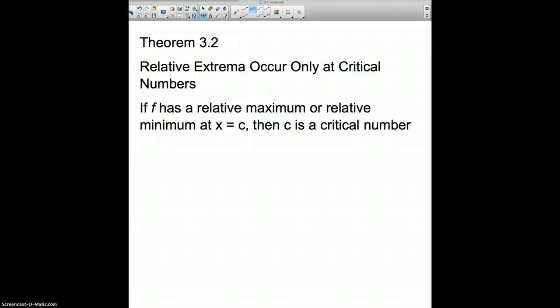Theorem 3.2: relative extrema occur only at critical numbers. So we're talking about relative extrema, not endpoints of graphs that have a closed interval. If f has a relative maximum or a relative minimum at x equals c, then c is a critical number. Kind of a basic theorem, nothing really to memorize there, just know the concept.